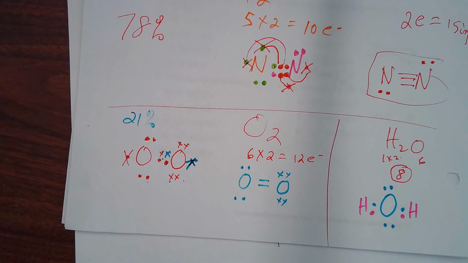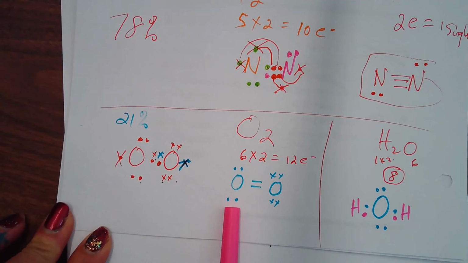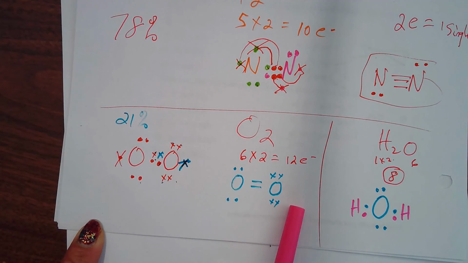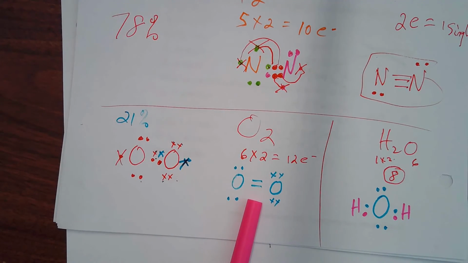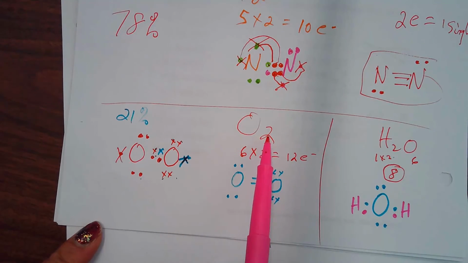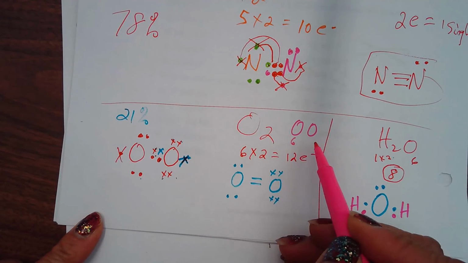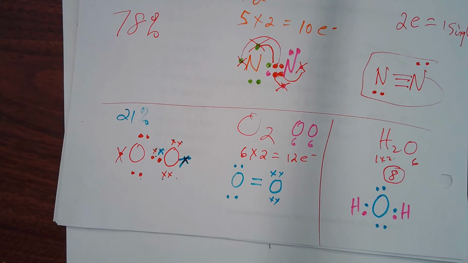Huh? Yeah, the oxygen right here. Okay. 2, 4, 6, 8. Yeah, that's a double bond. You want me to go over this one? Explain this? Okay. So you see how oxygen is actually O, right? So you have 6 each. So you have 12 electrons in total that you need to draw.